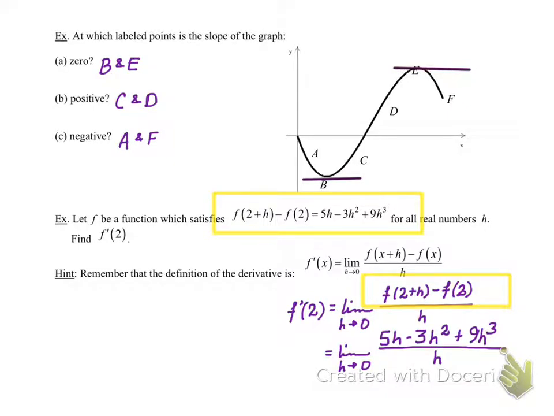And sometimes they ask strange questions like this. We still don't know what f of x really is, but we're still going to be able to find an expression for f prime of 2. We see here that one of our h's can cancel because it is within a limit, and we will get an expression for f prime of 2. And we see that it's 5 minus 3h plus 9h squared.